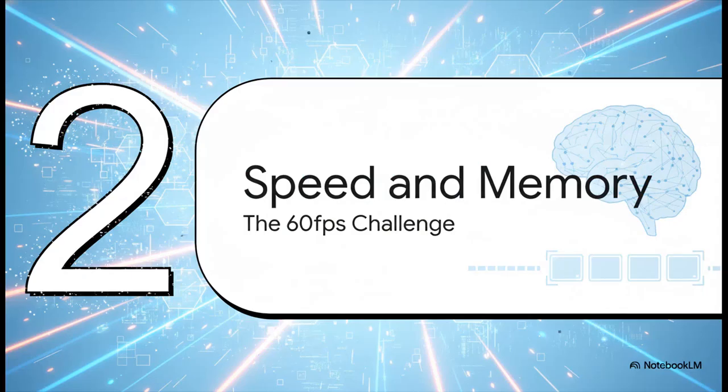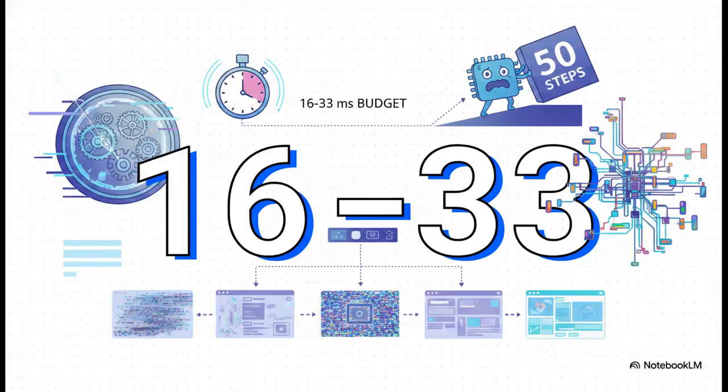Moving on to Section 2, solving speed and memory, the 60 FPS challenge. Because to make this interactive canvas actually feel responsive, developers have to overcome some massive mathematical and hardware hurdles. We expect our screens to react instantly, right? And that requires incredible speed. To hit 30 or 60 frames per second, a model only has a microscopic budget of 16 to 33 milliseconds per frame.